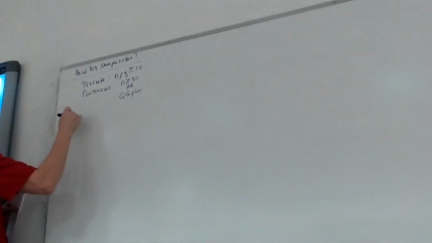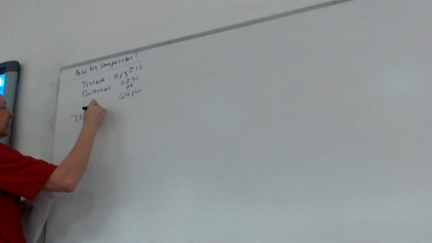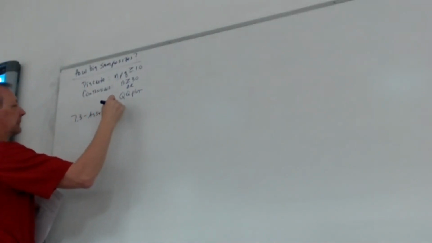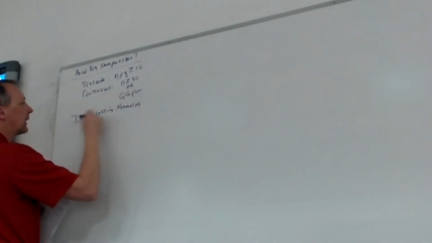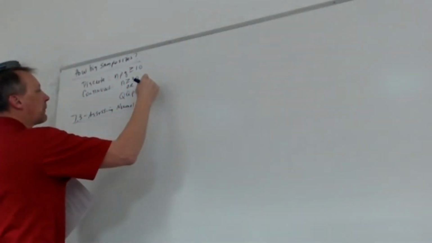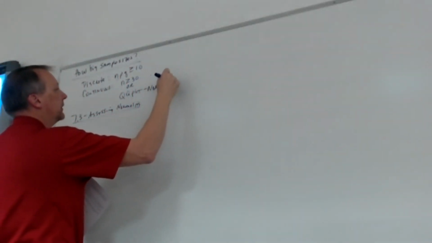So that's a good introduction into section 7.3, which is assessing normality. Okay, so we're going to talk about how to draw a QQ plot. It is also called a normal probability plot.